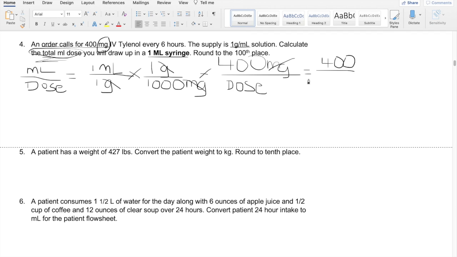Now we're going to do 400 divided by 1,000, which is going to give us a total of 0.4 milliliters. Because that's what our question is asking for.